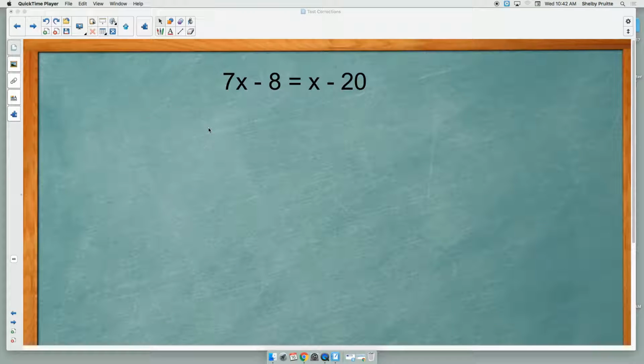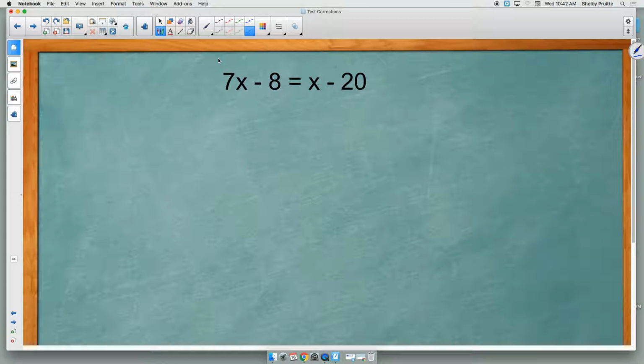This is your example problem for number 8 on your test. The biggest problem with this one is that we had to combine our like terms. So I like to start from the very far left and look at 7x. I try to figure out, okay, are there any like terms with 7x? Is there anything that has the same variable to the same power?